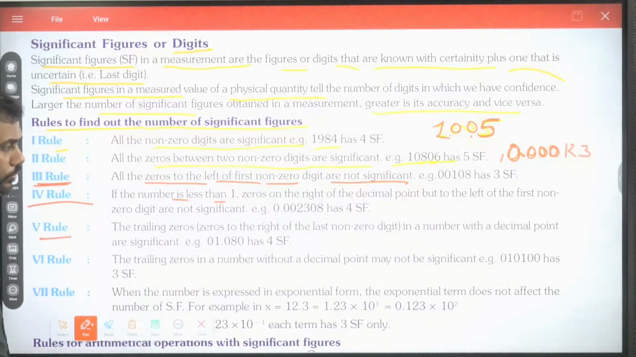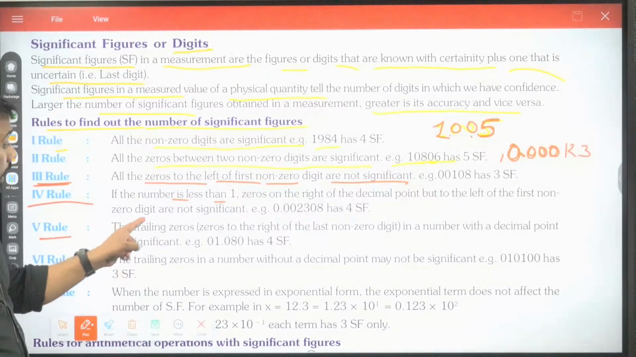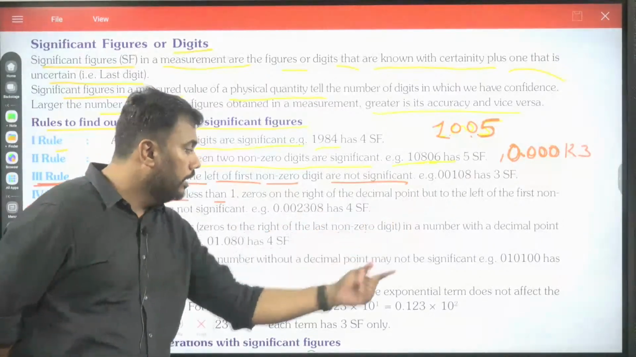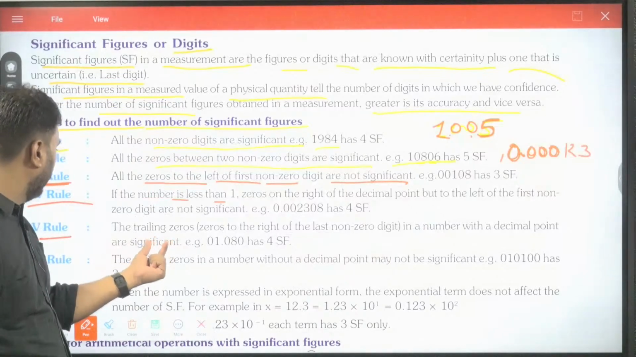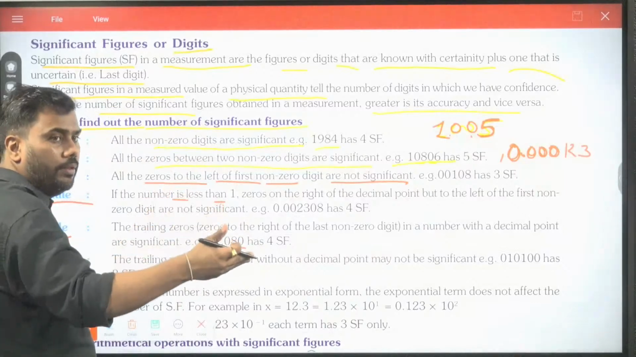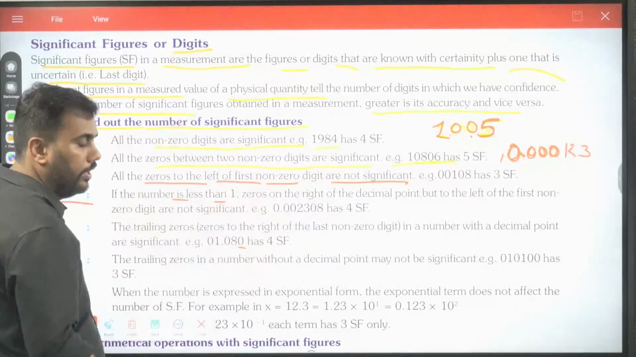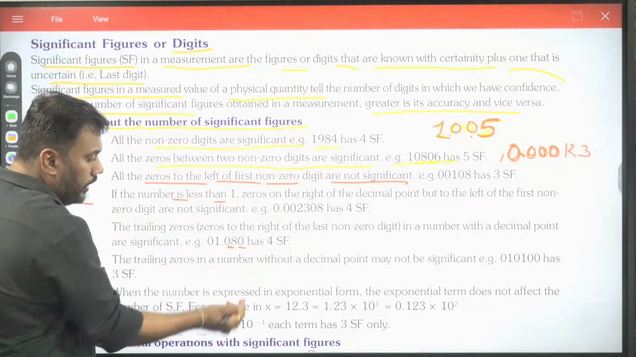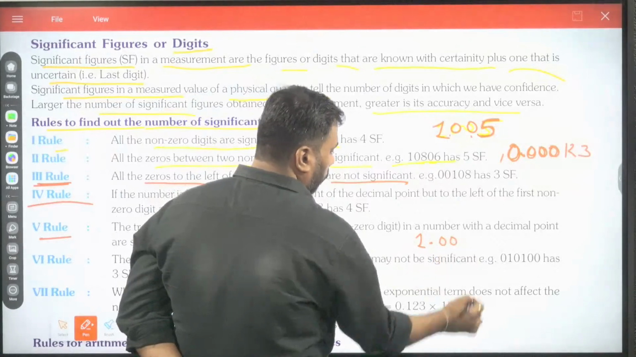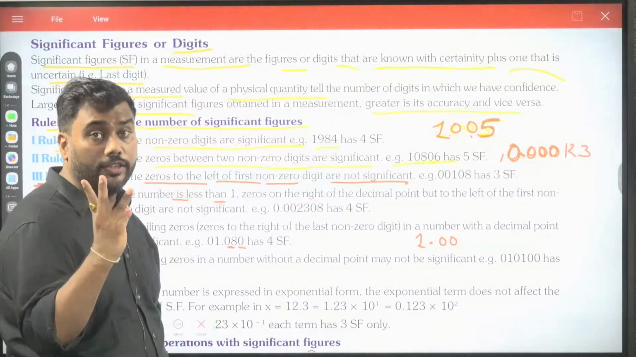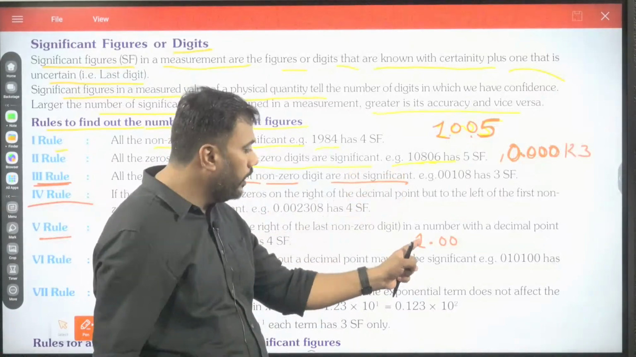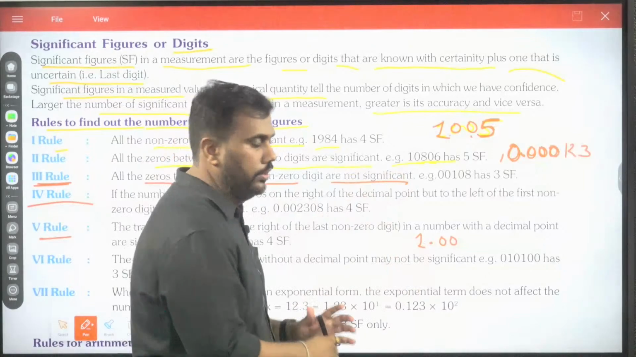Fifth rule. The trailing zeros to the right of the last non-zero digit in a number with a decimal point are significant. Any zero which is after the decimal point and after a non-zero digit is significant. For example, 1.00 has 3 significant digits. After the 1, whatever zeros come in a decimal number, they are significant.